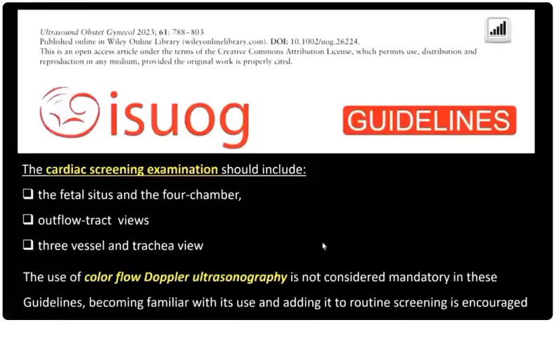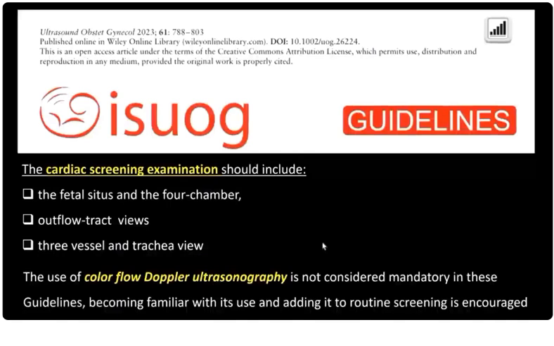If you look at the international guidelines, they also were updated last year. This is the guideline from the International Society of Ultrasound in Obstetrics and Gynecology. And here you see that the cardiac screening examination should include the assessment of the fetal situs, the four-chamber view, the outflow tracts, and three vessel and trachea view.